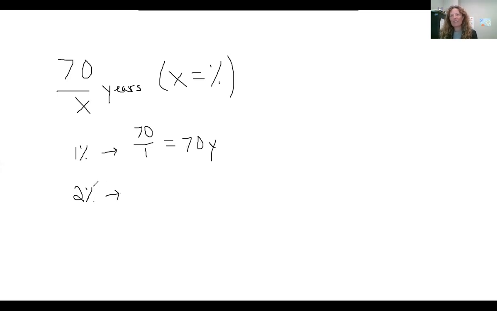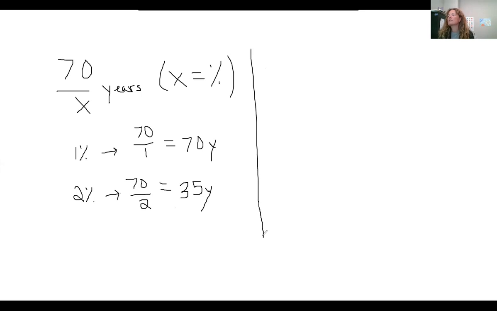If I could at least double that rate to 2%, then 70 over 2 gives me 35 years. Now, in the same situation, I would have $2,000 by the time I was 45 instead of 80. So it cuts the time it takes to double in half, is a way of thinking about that, okay? And this continues to go on if we went up to 3 or 4 or 10 or whatever.